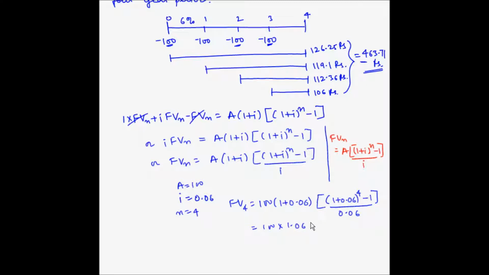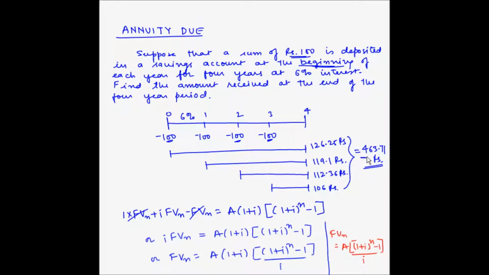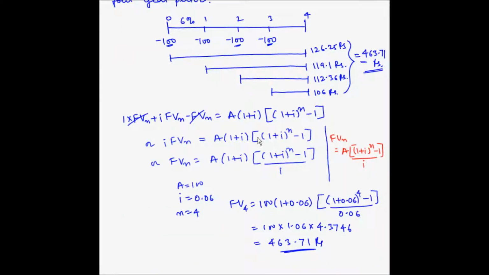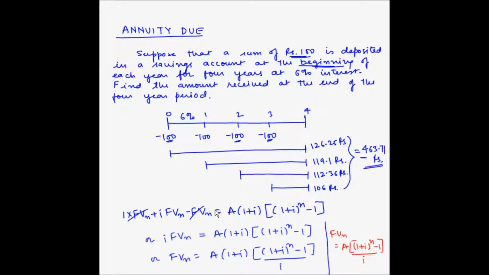So this is 100 into 1.06 into, now let's calculate this bracket. So this is equal to 4.3746. So this comes out to be 463.709, which can be rounded out to 464 rupees. So this is the same answer as we got here using the elaborate calculation method. So this is how you can calculate the future value of an annuity due.